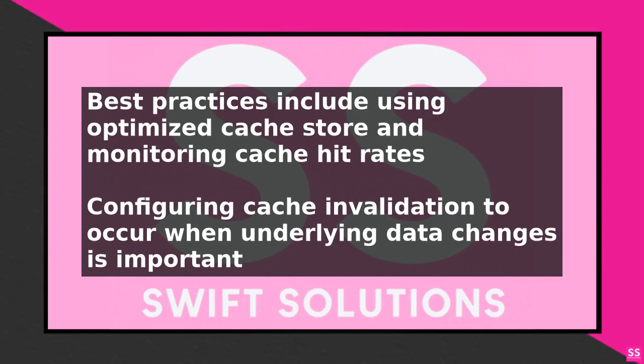In conclusion, configuring Amplify GraphQL API caching is a straightforward process that involves setting up Amplify, creating a GraphQL API, configuring caching, and configuring cache invalidation. By following the steps outlined in this guide and using best practices, you can effectively configure Amplify GraphQL API caching to improve the performance of your application.